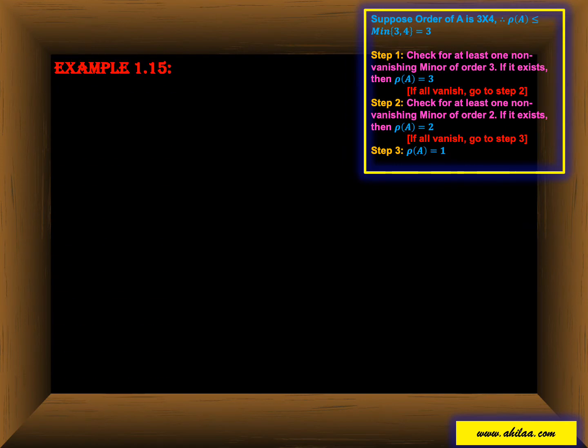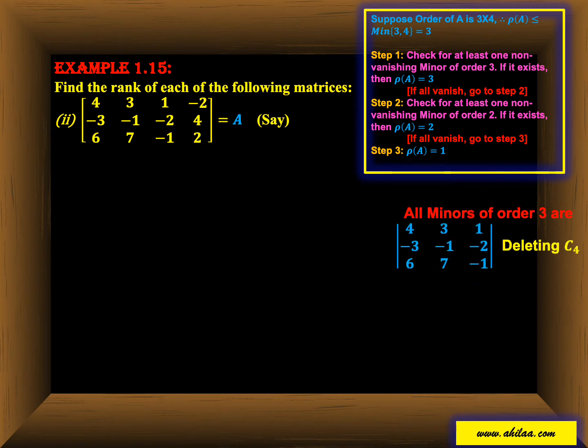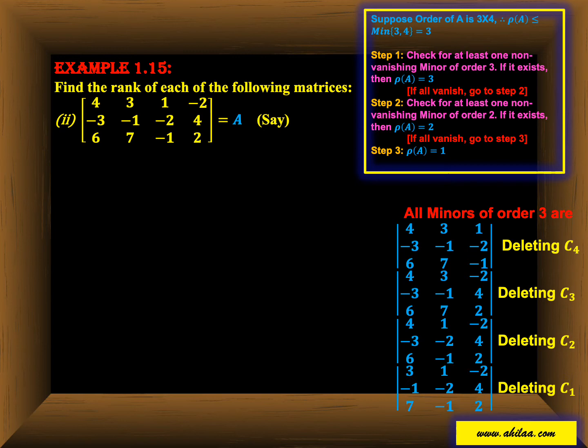The next problem in example 1.15, a 3 by 4 matrix is given: 4 3 1 minus 2, minus 3 minus 1 minus 2 4, 6 7 minus 1 2. Let us consider it as A. Now as usual, you check for minors of order 3. So what are the minors of order 3 here? By deleting C4 we get this one. Similarly, deleting C3, column 2 and column 1, we will be getting 4 such minors. When you find the determinant value of these 4 minors, we find that all minors of order 3 vanish. Therefore, rank of A is not equal to 3.